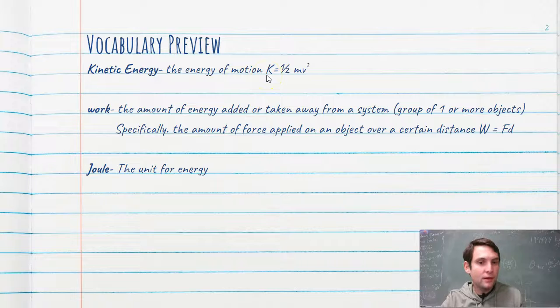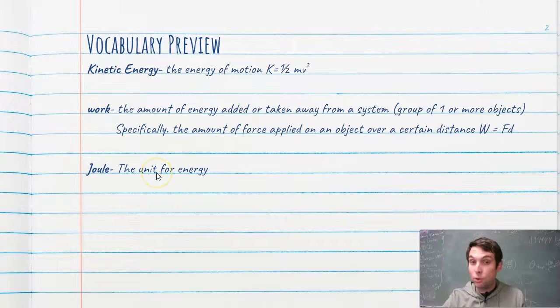Review, preview. The kinetic energy is the energy of motion. The formula is K equals 1/2 mv squared. Work is the amount of energy added or taken away from a system. And a system is a group of one or more objects. Specifically, the amount of force applied to an object over a certain distance. Work equals force times displacement.